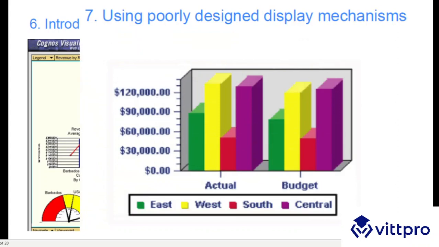Then normally in the dashboard we never use 3D designs. This is 3D and has too many colors. So the best is 2D designs, which are simple to look at, because here it is very difficult to understand. Is this one 900,000 or 1.2 million? So that's not a good design. You should use only 2D designs in the graphs.